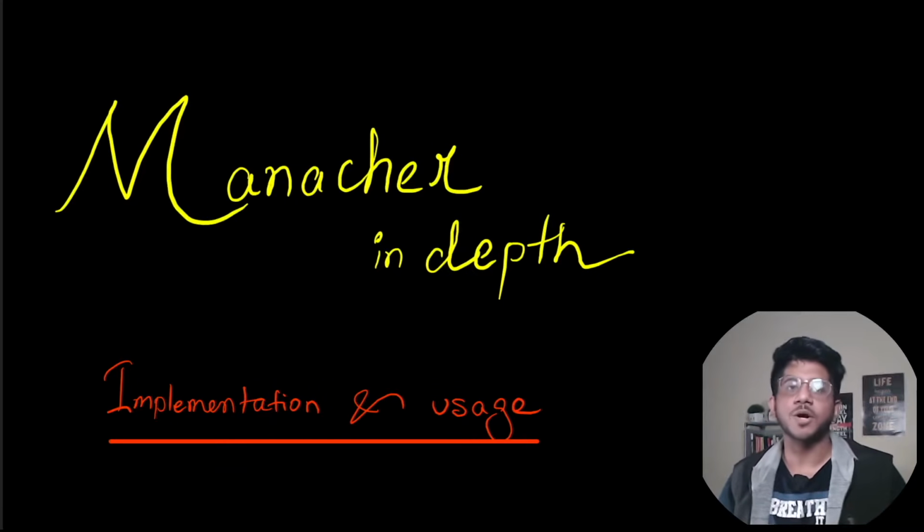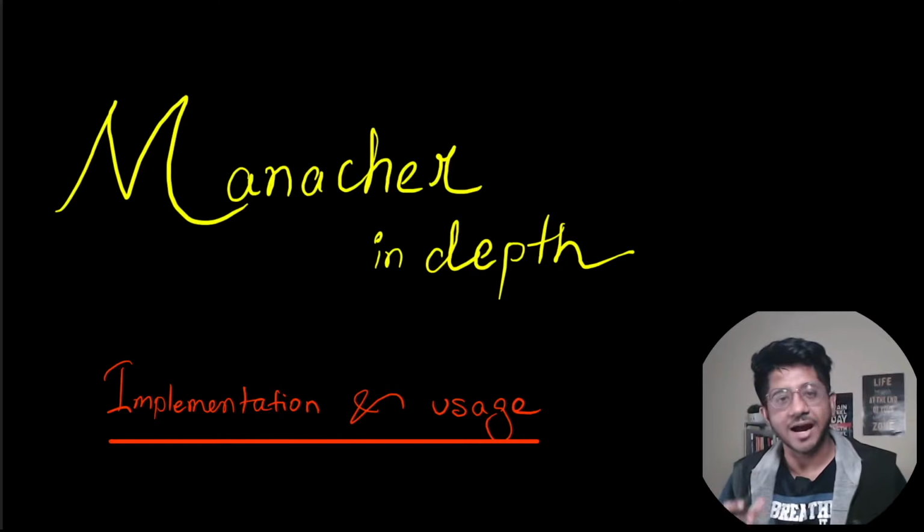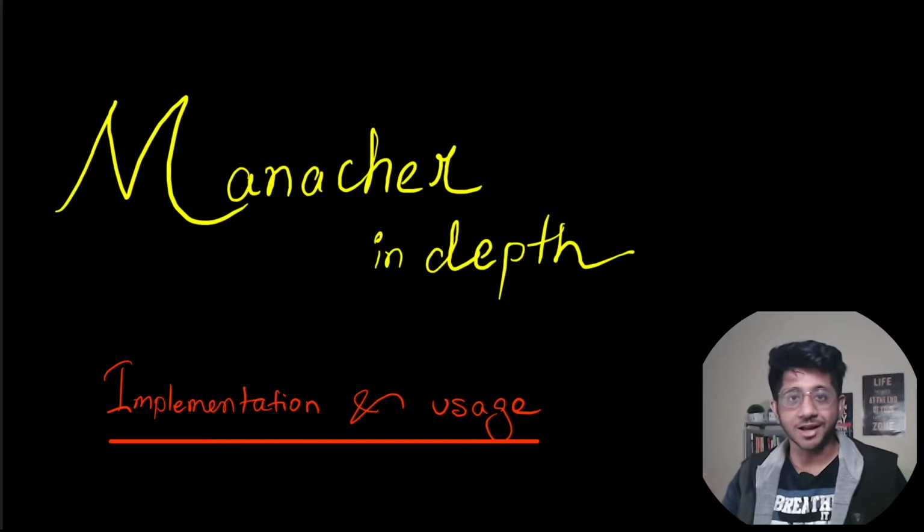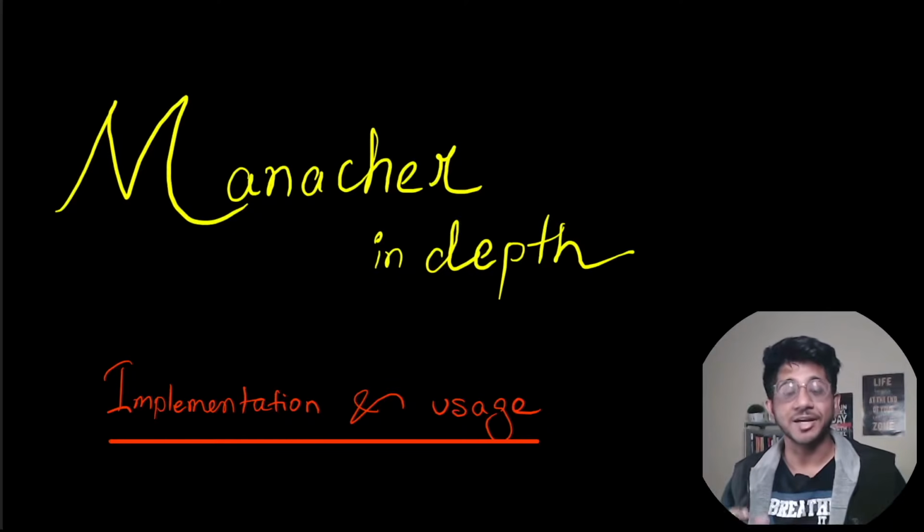For most problems, you might not even need to know how Manacher works. It just gives you an array which you can use to solve certain problems. But the idea behind Manacher's algorithm is really cool. The same idea is also used for the Z algorithm behind the scenes. The idea of this bounding box, and understanding why the whole algorithm works in O of n, is super cool. So that's what we cover in this video.